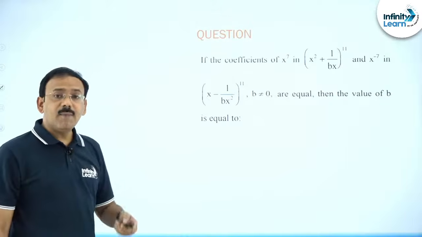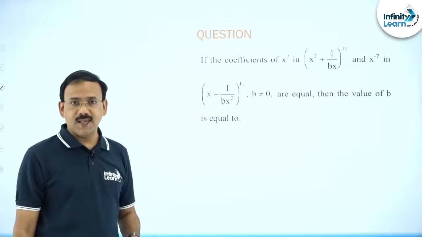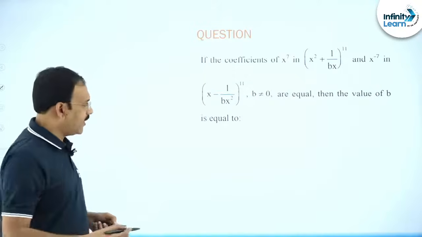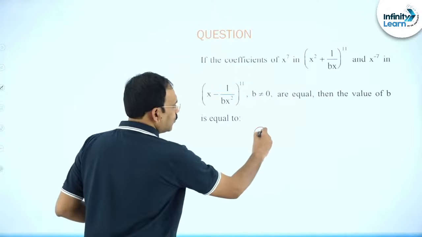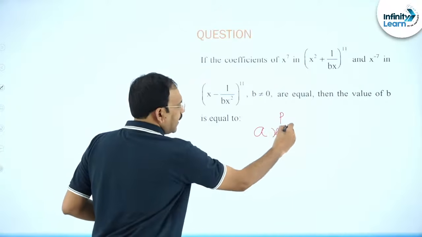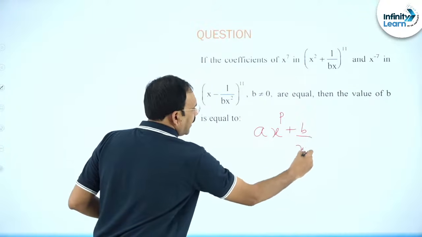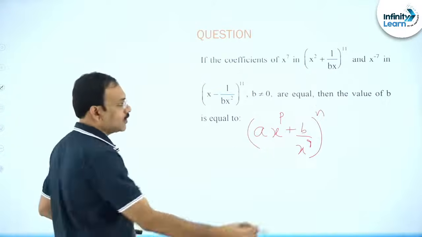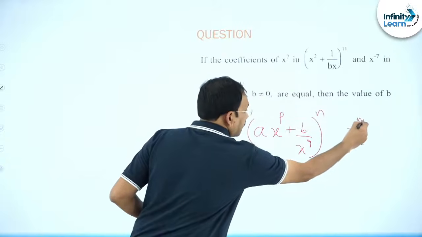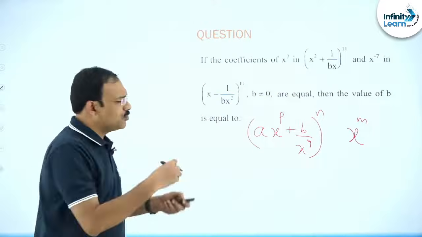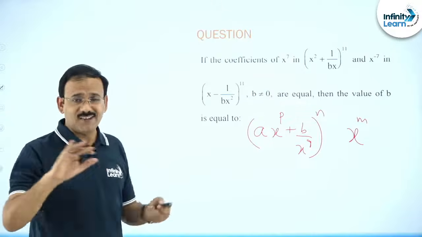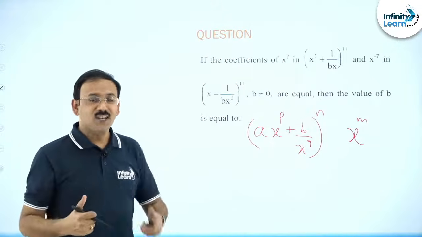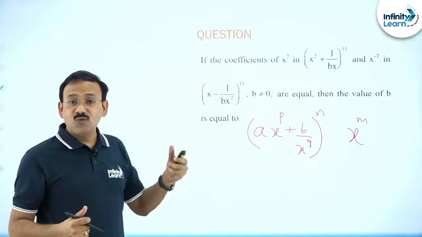Then next, coming to the third, I can say the finding coefficient of x power m model. I think, friends, this is a shortcut: if the expansion a x power p plus b by x power q whole power n is given, and you want the coefficient of x power m, you need not do lengthy calculation. Being students of BS, you must apply the shortcut to find r.